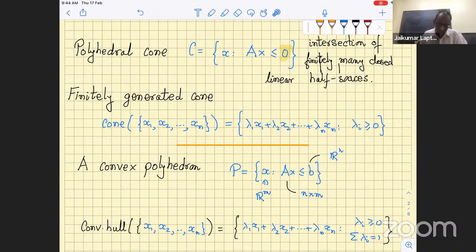In this case, they were equal. In this case, maybe I said they are equal. I just meant to say that they are related. So in particular, what we will end up proving is that if a convex polyhedron is bounded, then it is a convex hull of a finite number of points. So that is one of the things we want to prove.